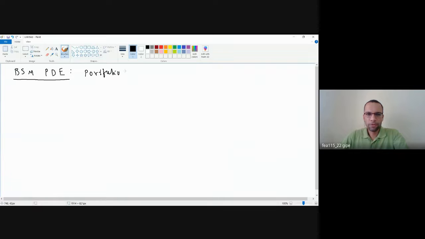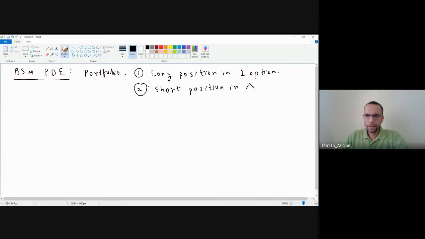So my portfolio would be a long position in one option, and I would want a short position in delta number of shares. Something very similar to our earlier setup. And let's say I call this portfolio pi. I just want to give it some name, so I would like to call my portfolio pi.